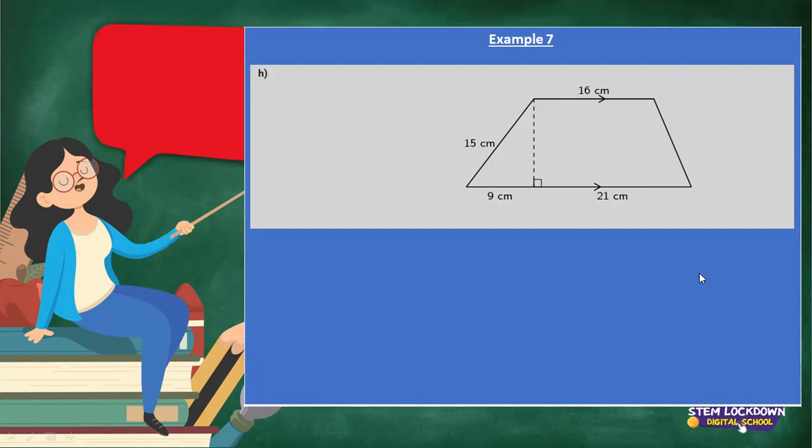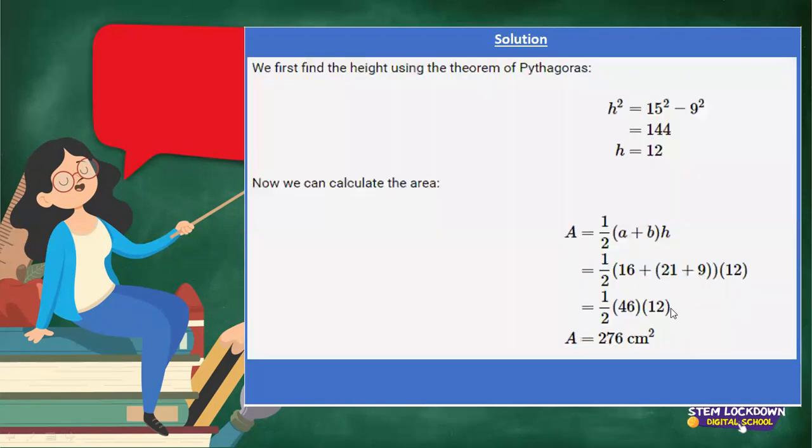So we punch that and then we get our answer. 21 and 9 is 30. 30 plus 16 is 46. So half times 46 times 12. Or say half of 12 is 6. 6 times 46 will give you 276 centimeters squared. That'll be the area for the trapezium. Okay.